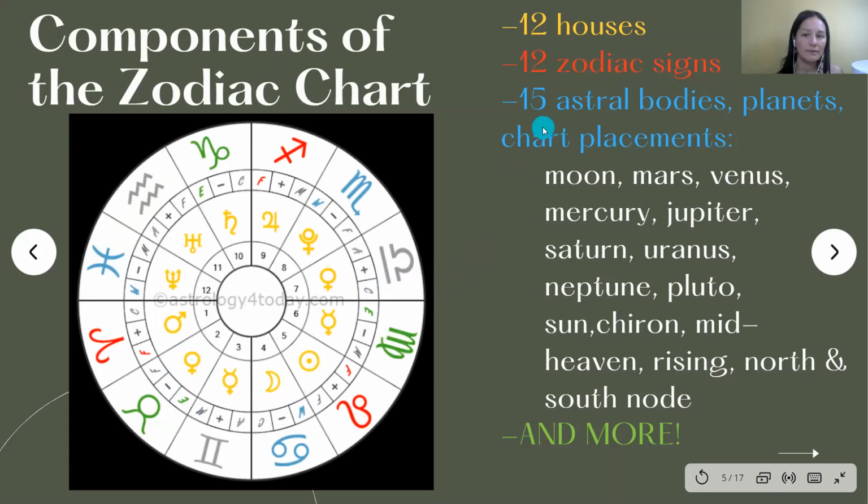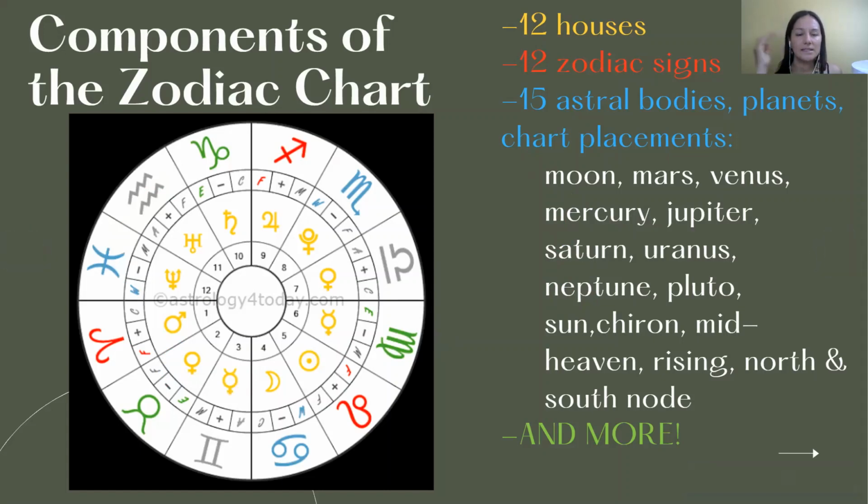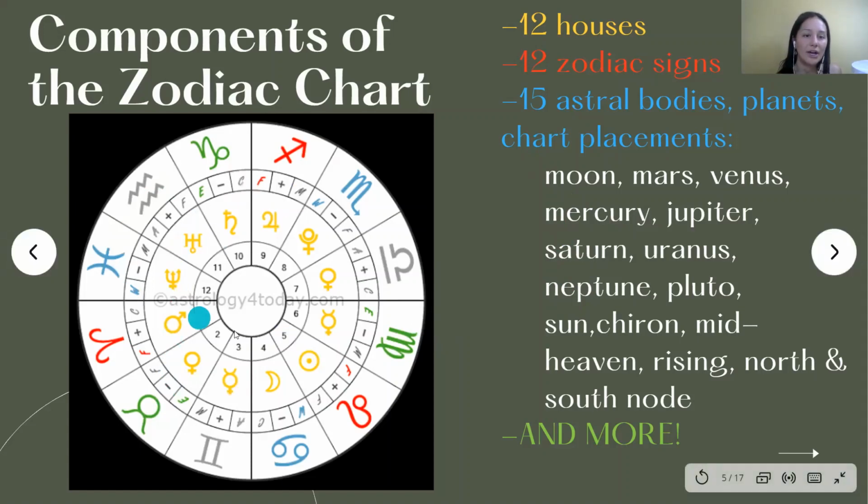There are 15 or more astral bodies. There's more, but I named some here. There's planets, segments like the rising sign, the midheaven, asteroids. So there's 15 plus different things that you'll see within your chart. And these are the symbols right here, these yellow things. These are the symbols of all the planets.